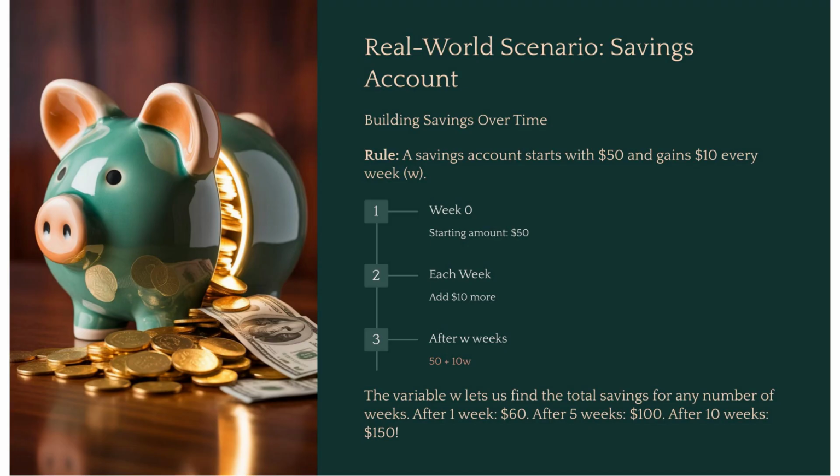Here is a savings example. Suppose your savings account starts with $50 and you deposit $10 every week, W. The starting amount, 50, is the constant. The amount you deposit depends on the number of weeks, so that's 10W. The expression for your total money is 50 plus 10W. If you wanted to know your total after 12 weeks, you would substitute 12 for W.